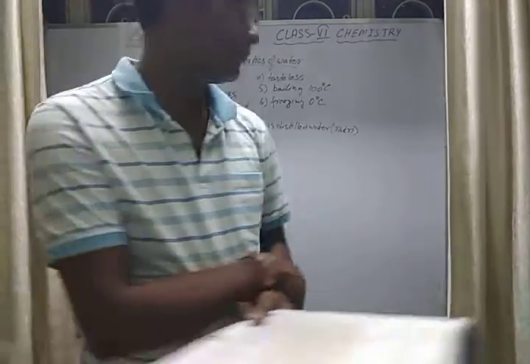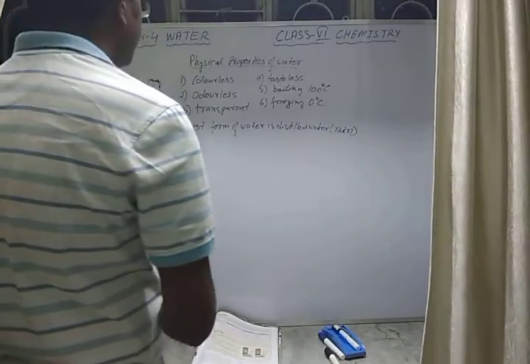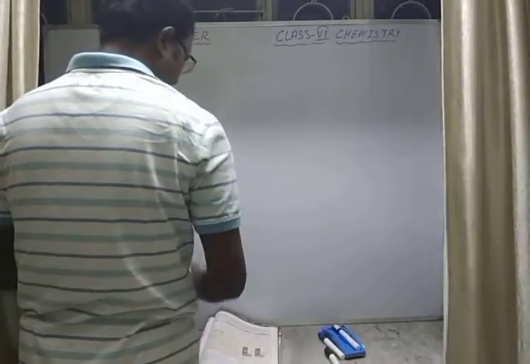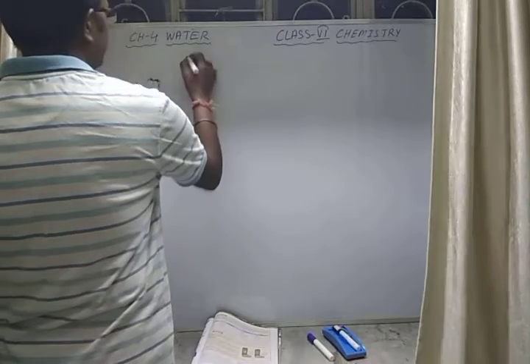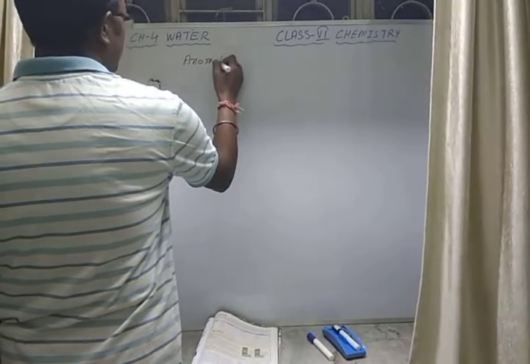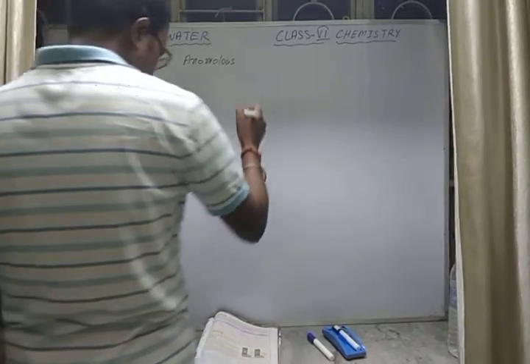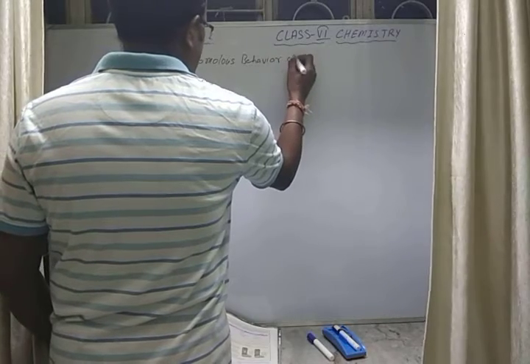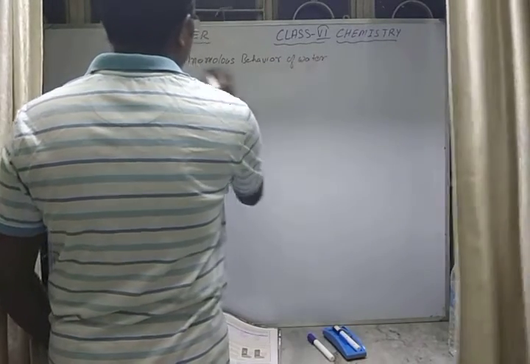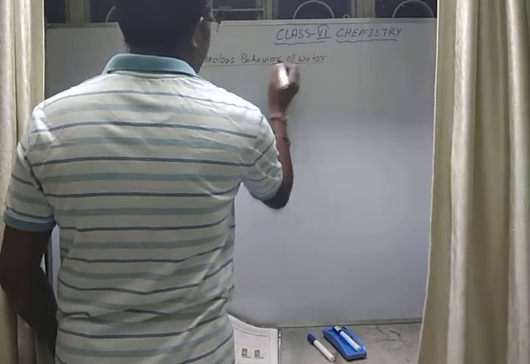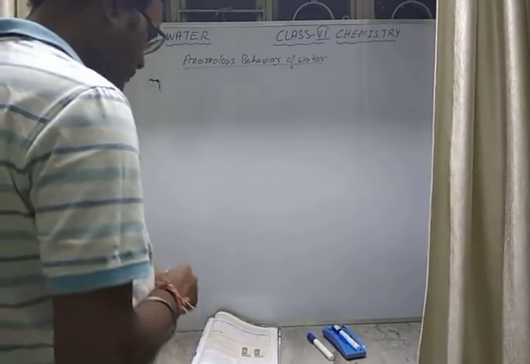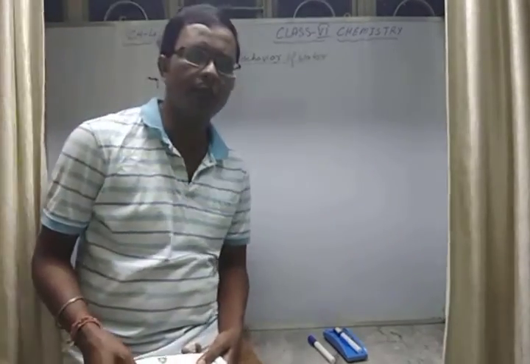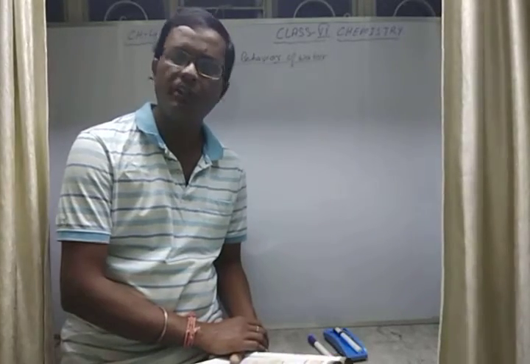Very important part of this chapter. Anomalous behavior of water. What is this? Anomalous behavior of water means, generally what we see, the density of water is 1 gram per cubic centimeter at 4 degrees Celsius.